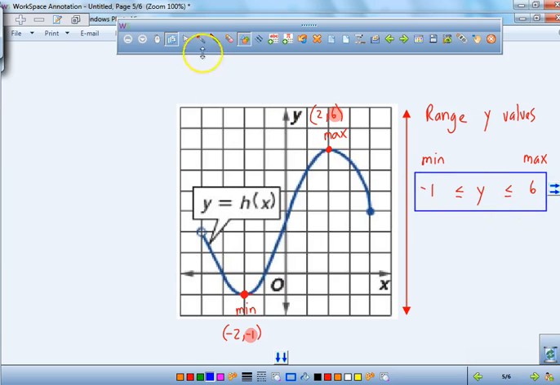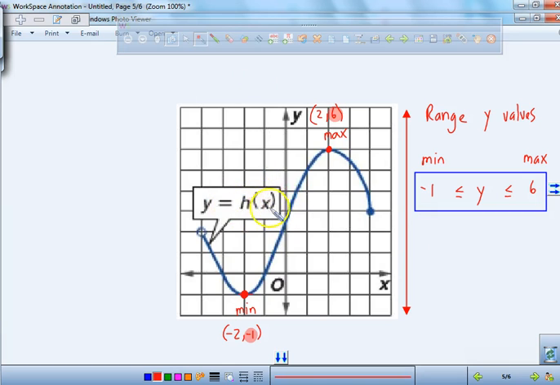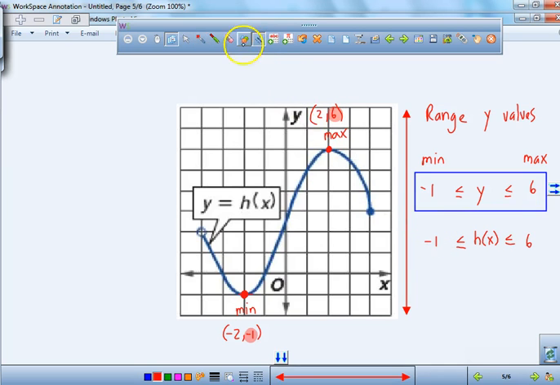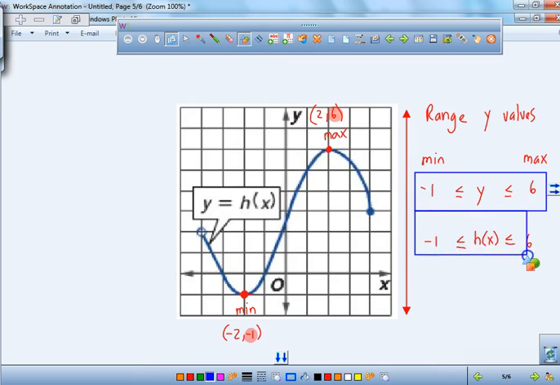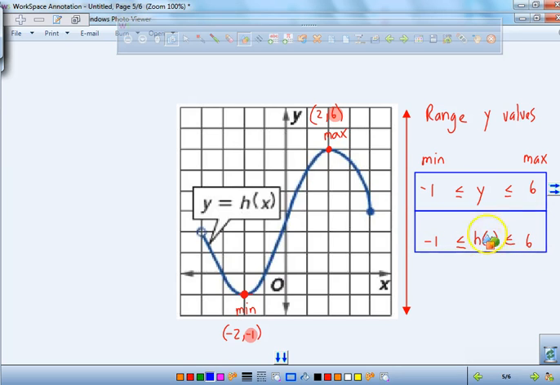Now, how do I make that into what's called set builder notation? Do you guys see how it says h of x right here? Y equals h of x. So if I wanted to write that, another way of writing it is you would literally put h of x in for y. So what I need you guys to see is that these two right here mean the exact same inequality. Because what does h of x mean? H of x means my y values.